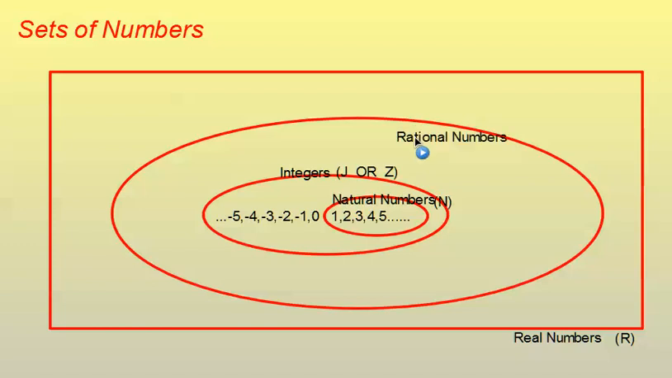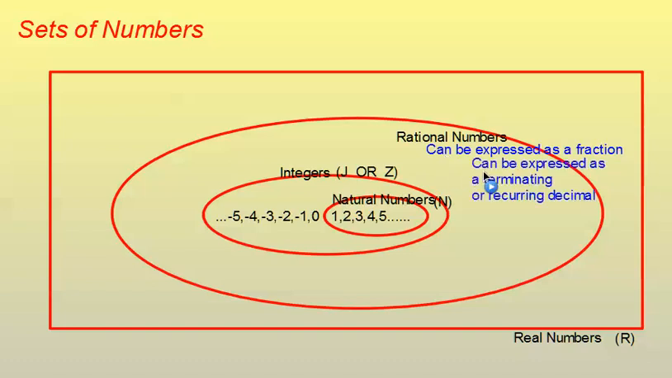Now, what are rational numbers? A rational number is any number which can be expressed as a fraction, or it also can be expressed as a terminating or recurring decimal. Here's some examples to show what we mean. 3/4 obviously is a fraction, and it can be expressed as the decimal 0.75, which terminates, it ends after the 5. So that one's okay.